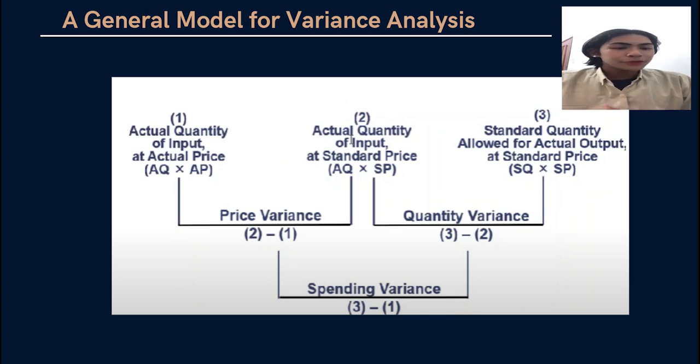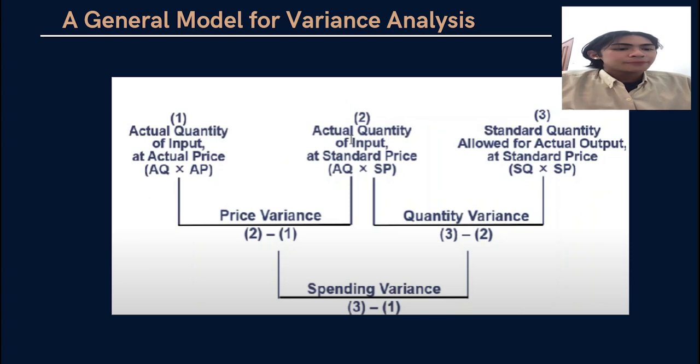And after that, once we get the totals, we need to use subtraction to get the price variance and quantity variance. To get the price variance, we need to subtract the total of AQ and SP from the total of AQ and AP. To get the quantity variance, we need to subtract the total of SQ and SP from the total of AQ and SP. And after that, to get the spending variance, we need to use subtraction again.